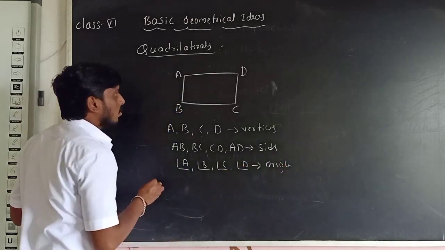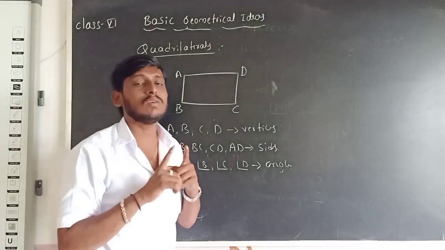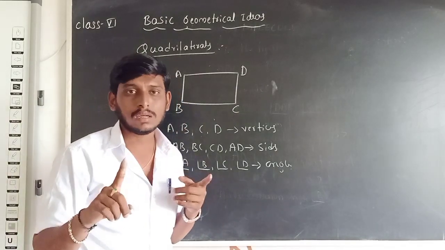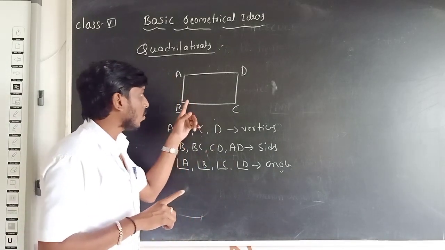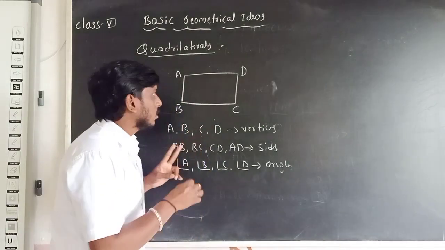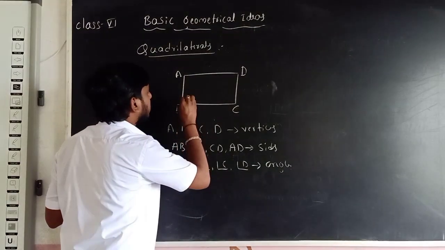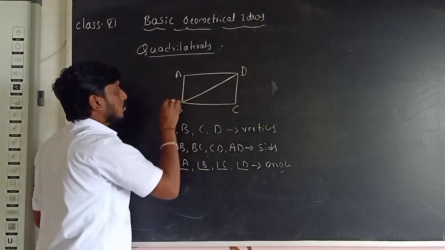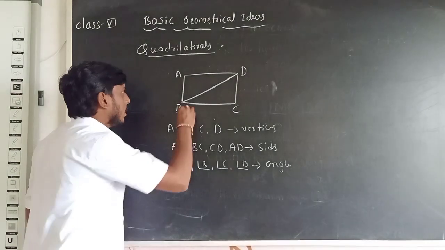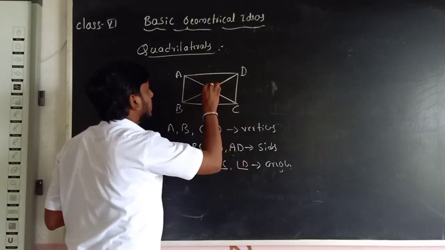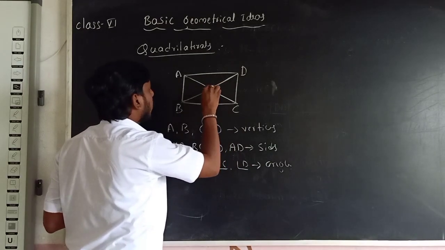And here one more thing. How many maximum diagonals can be drawn in a quadrilateral? In a triangle we cannot draw a diagonal, but in a quadrilateral we can draw a maximum of 2 diagonals. Join the opposite vertices. This is one of the diagonals. And this is the other diagonal. Where the 2 diagonals intersect, we call the point P.